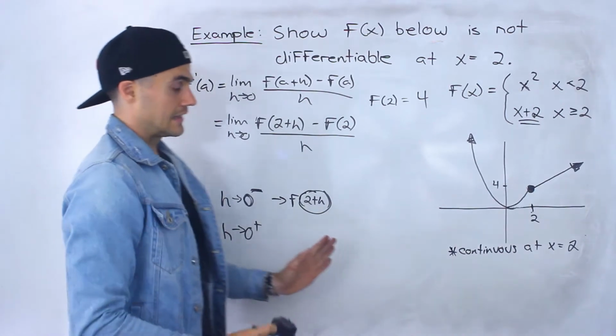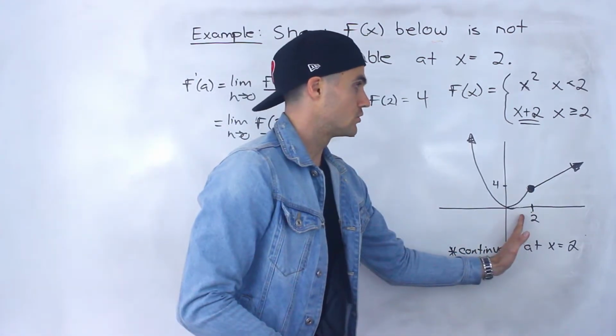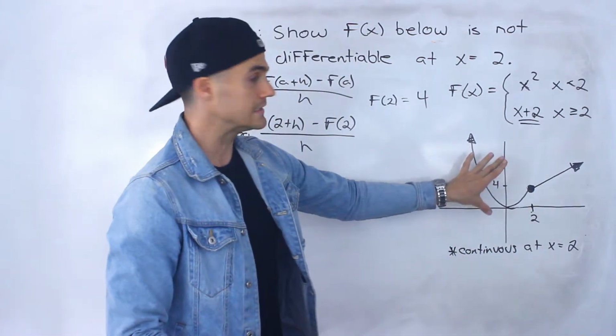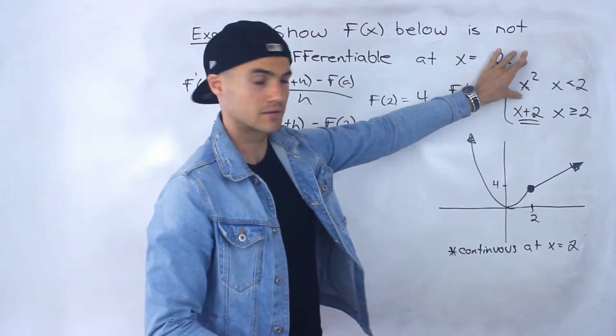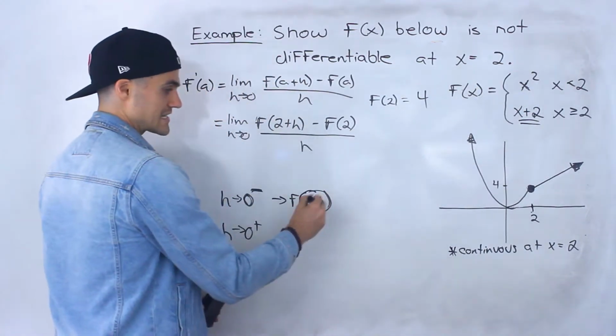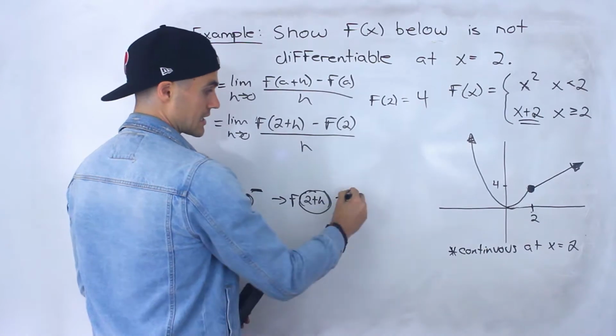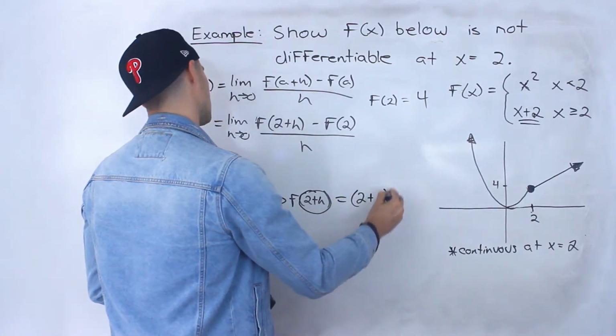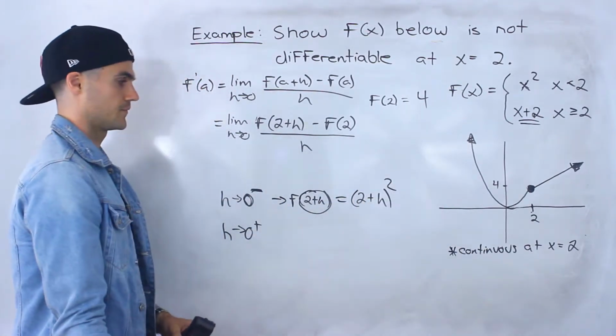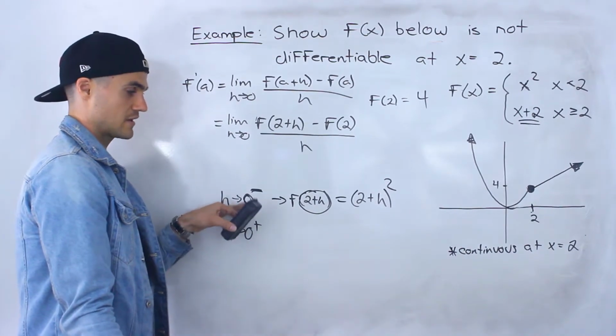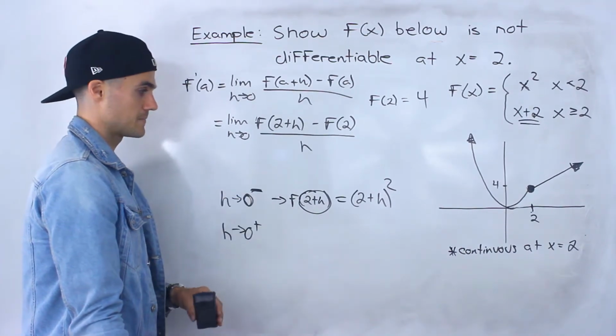And so if it's less than 2, the function that we're going to be dealing with is this x squared here. So that means this f of 2 plus h is going to be 2 plus h squared if we're approaching this h value 0 from the negative side.